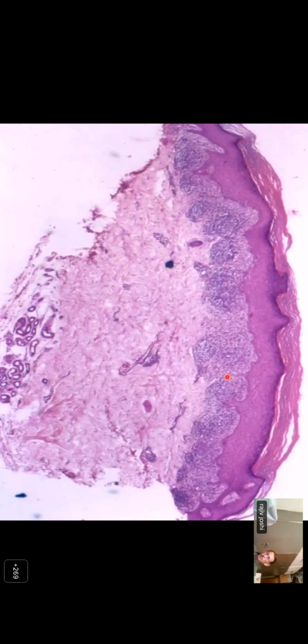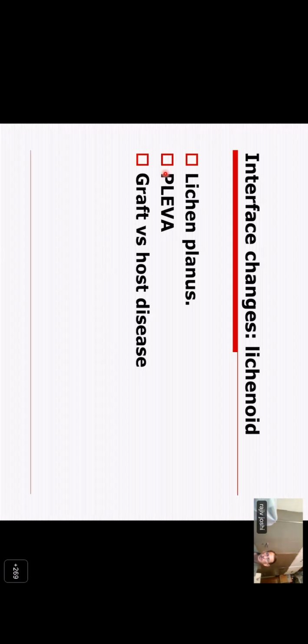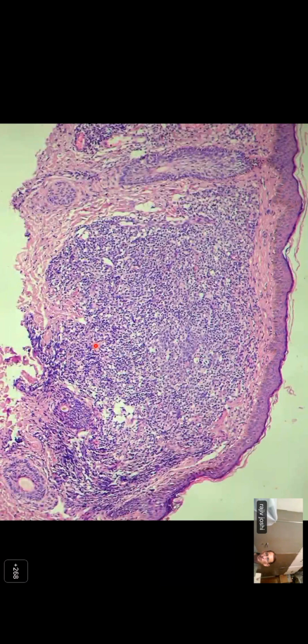Here, of course, the prototype is lichen planus, where you have a band-like infiltrate, as well as interface changes which affect the dermoepidermal junction. So lichen planus, PLEVA, graft versus host disease would come under this lichenoid interface group of diseases. Then you have nodular. So perivascular, where it becomes extensive or dense, you start seeing nodules of cells which are discrete from one another.